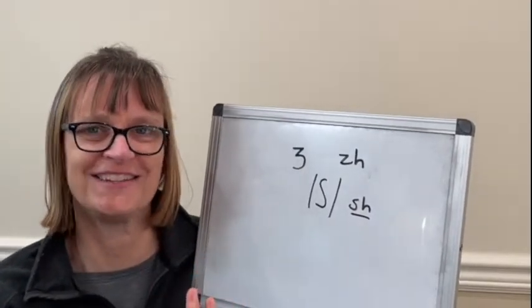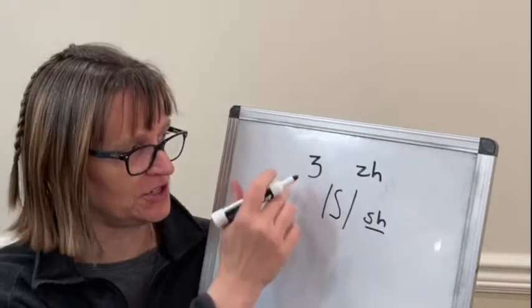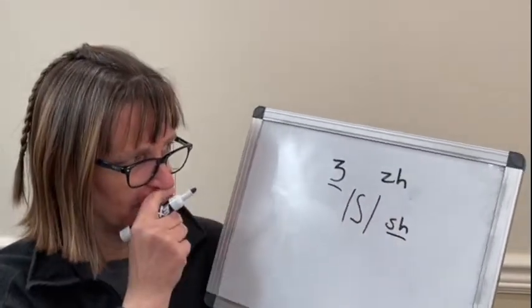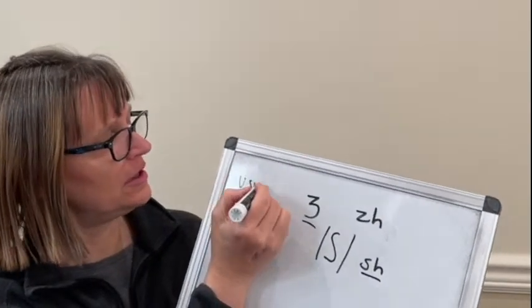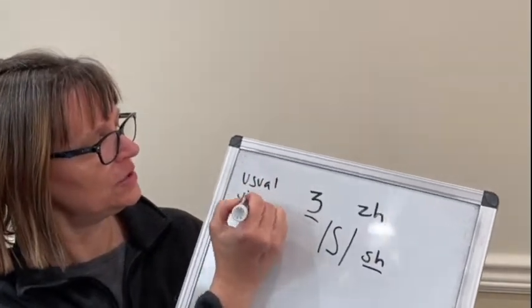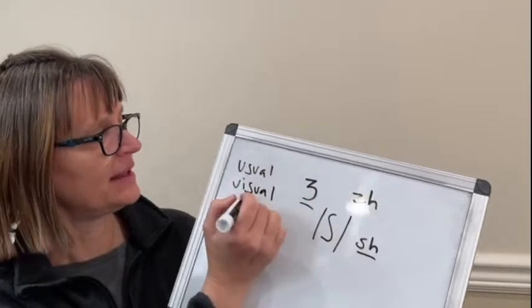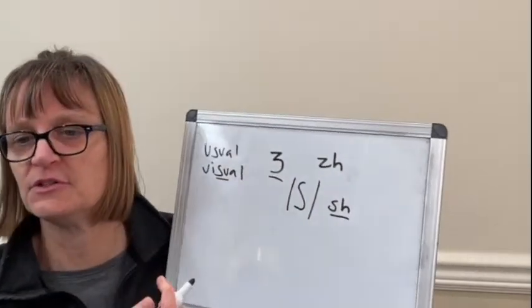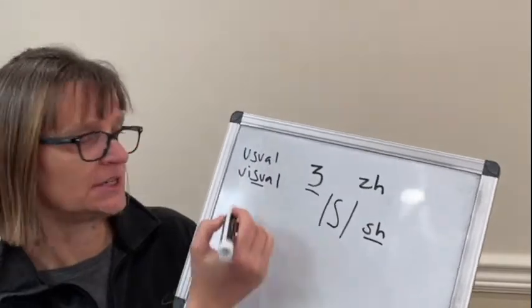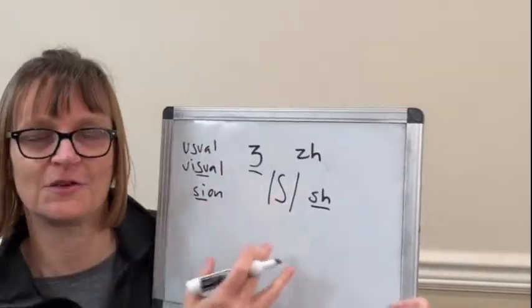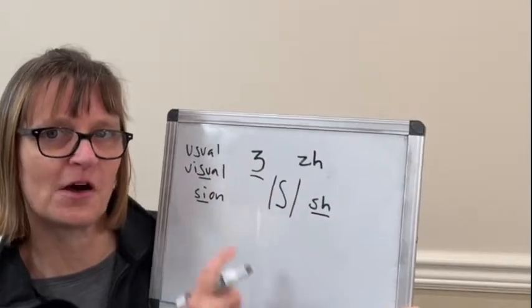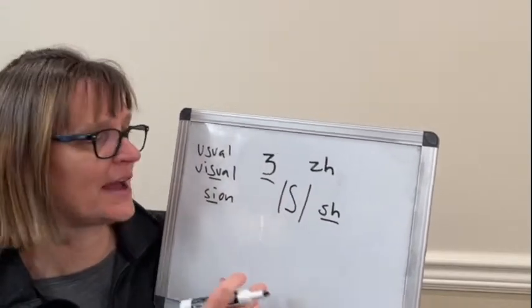What I usually try to teach when I'm working with a client who has challenges with the zh sound, first of all, is to recognize where it is. So like you said, in usual or visual, it has different spellings. Sometimes it's an SU, decision, the SION, indecision. So recognizing where it happens. Sounds like you have that part down, but it's more a challenge to pronounce it.